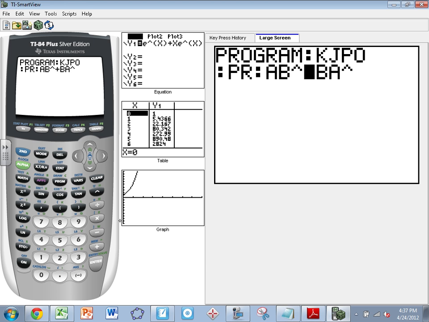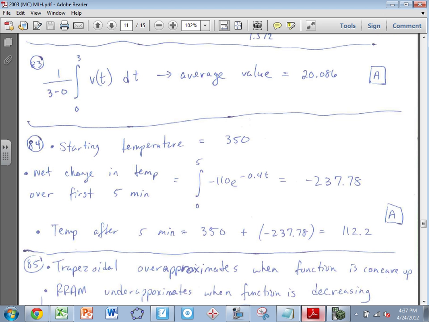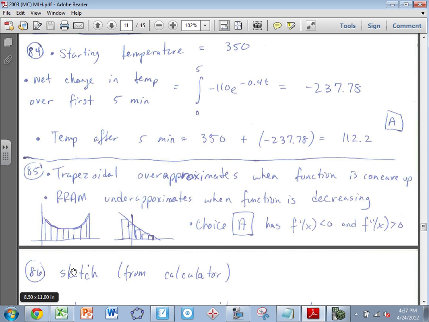All right, let's go back to the problems. All right, that's that one. Let's take a look at 84. A pizza heated to a temperature of 350, so it's starting at 350, is taken out of the oven and placed in a 75 degree room at time equals 0. The temperature of the pizza is changing at the following rate per minute. To the nearest degree, what is the temperature after 5 minutes? Remember, people, the net change theorem tells me that if I want to see how much something changes by, I integrate the derivative.